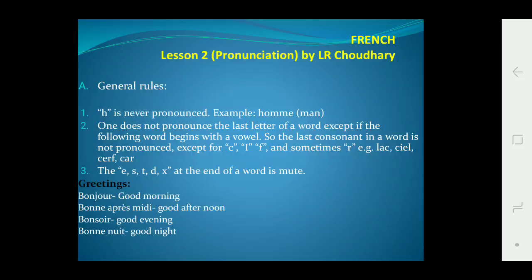Next point, E, S, T, D and X. If they are coming at the end of any word, they would be silent. Okay.